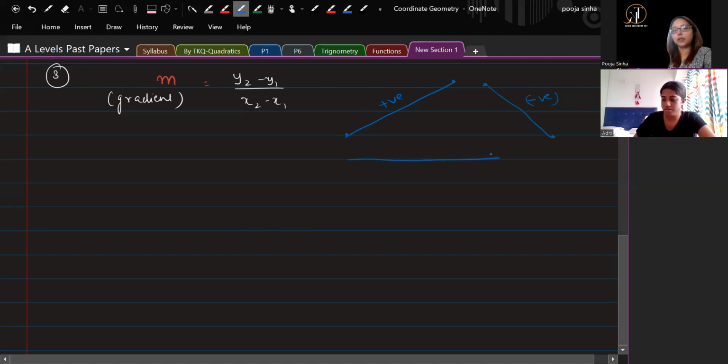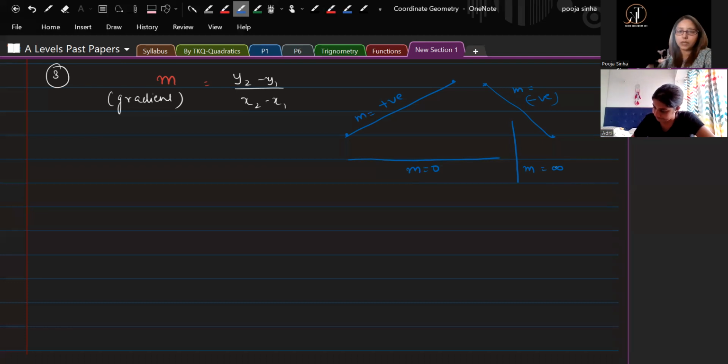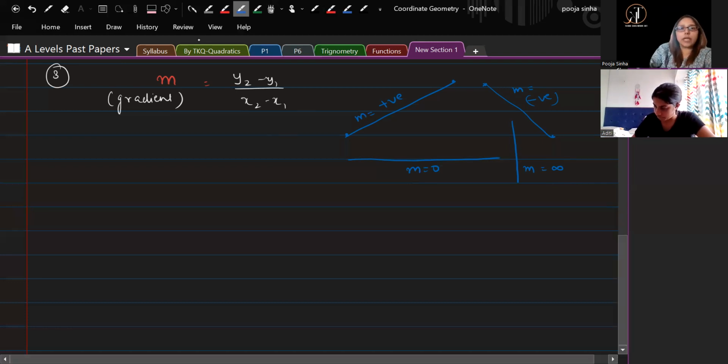What if my line looks like this? It has no gradient then. So here the gradient is m equal to 0. Here m was positive, here m is negative. What if I have a line which is absolutely straight like this? In this case gradient is infinity. Okay. Infinite gradient. So this was our fourth part where we are talking about various types of gradients.